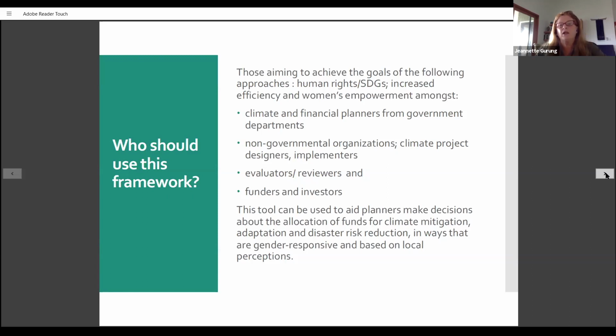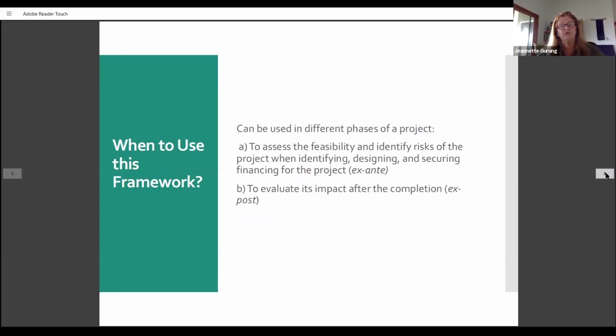Faye, when to be used is a different thing. We think that at least two different phases it could be used. One is, again, across the life of a project to determine the feasibility of a particular activity and identify the risk of those projects when identifying, designing, and securing financing for the project, and we could call this ex ante. And then the ex post use of it would be to evaluate the impact after the completion. So let's see how you see it as well.